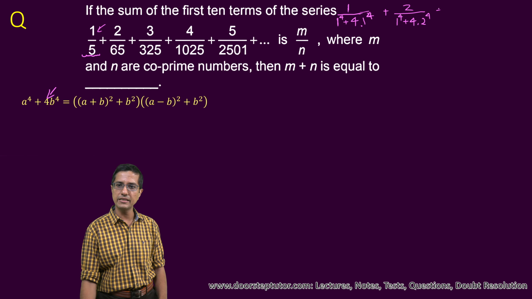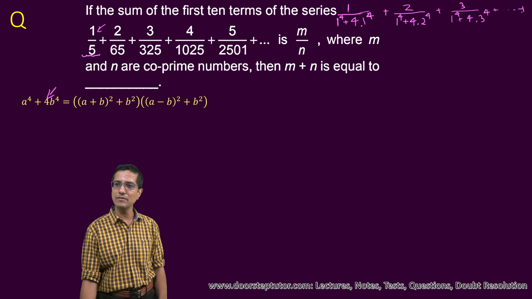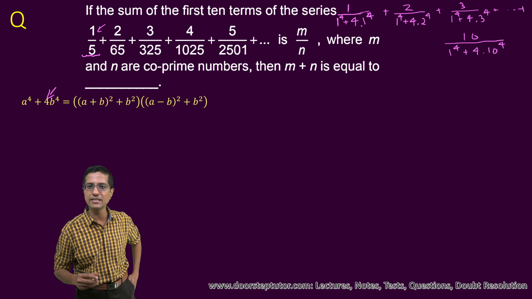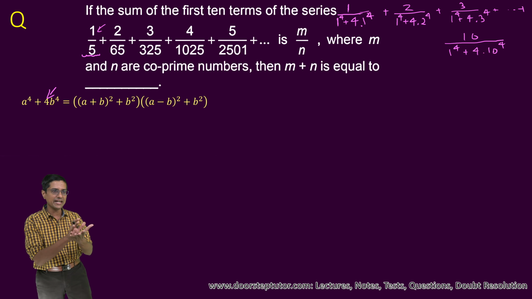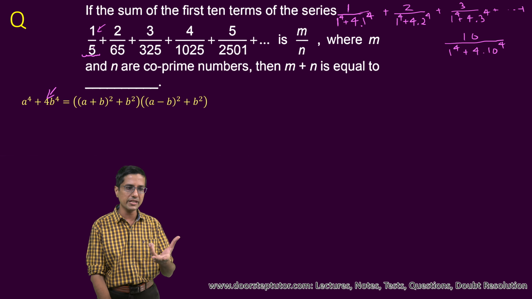Now the third term, you can write similarly, you can write all the other terms. Now everything has been more or less revealed to you. So now plus, the 10th term would be 10 upon 1 raised to power 4 plus 4 into 10 raised to power 4. Very simple. We have been able to just write it in the Sophie Germain identity form. We were able to express the denominators.